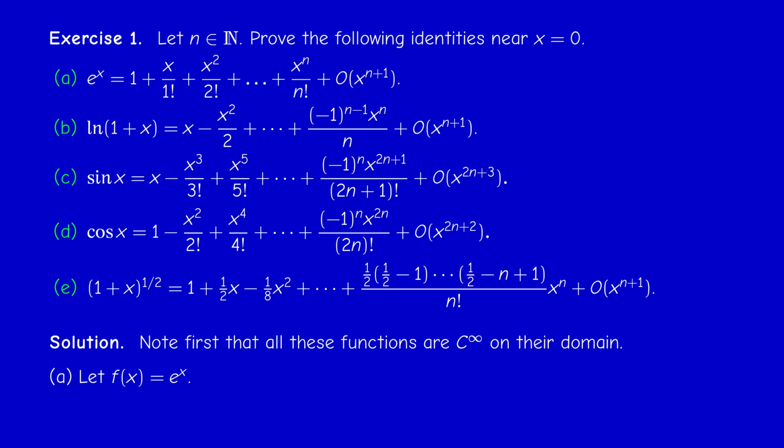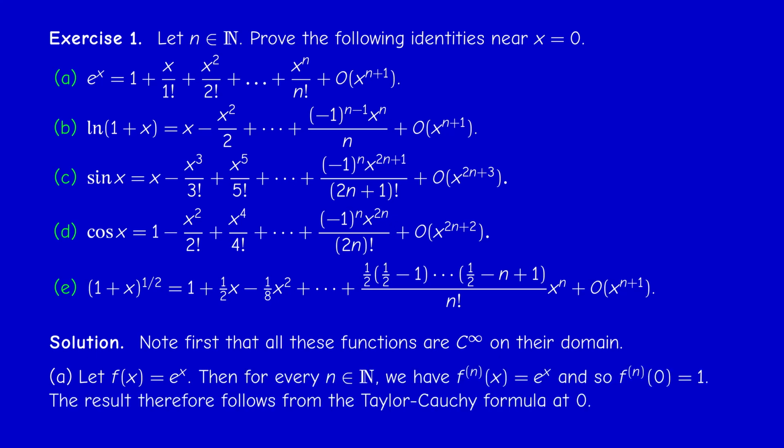If f of x is e^x, then all the derivatives of f are the same. It's just e^x. So the derivatives at 0 are 1. So just apply Taylor-Cauchy, right? Because this is 1 over n factorial, the general term. And don't forget to divide by the factorial of the order. Okay? So this is easy.